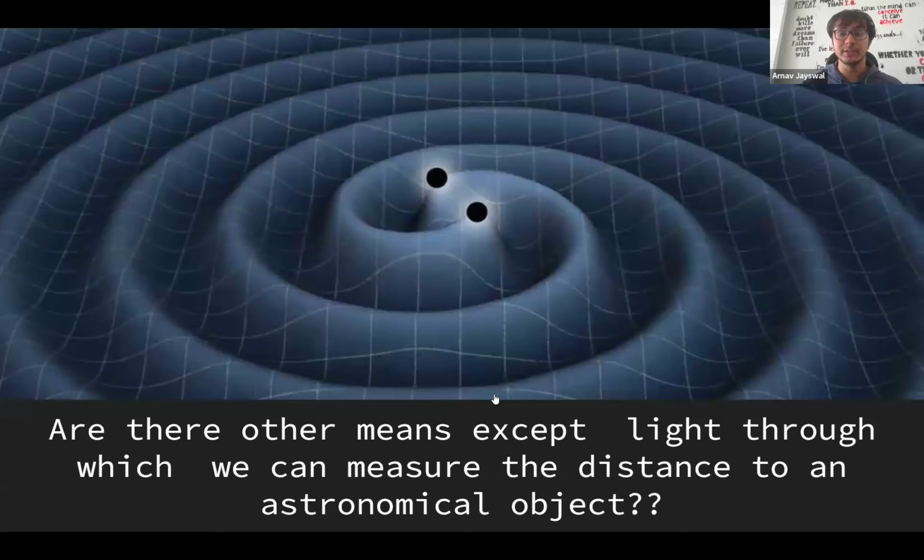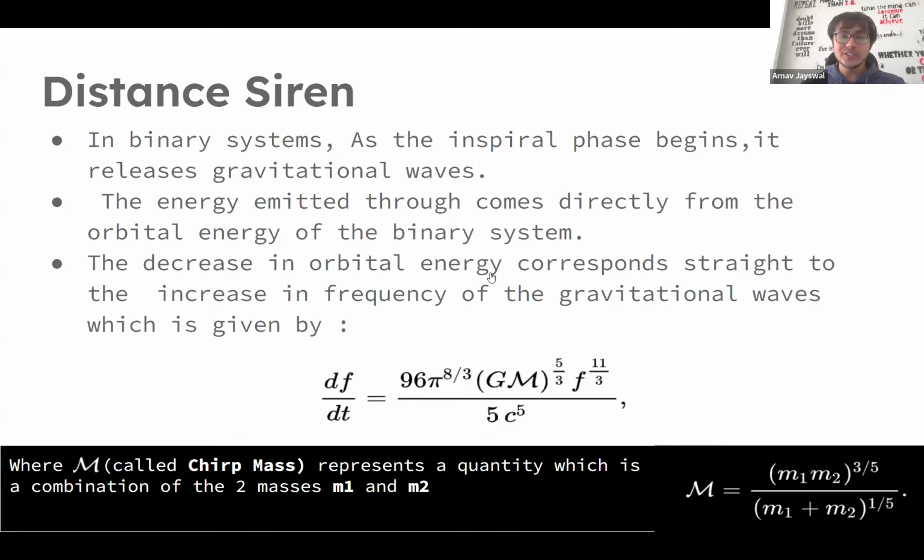Are there any other methods except light through which we can measure distances to astronomical objects? When we think about measuring distances to objects, we always picture seeing the object and then finding out the data of that object in a very visual way. But there are ways by which you can measure a distance to an object without actually getting visual data of that object. This is something very interesting which I'll cover now. This is called a distance siren. Basically, I'm pretty sure all of you know what gravitational waves are.